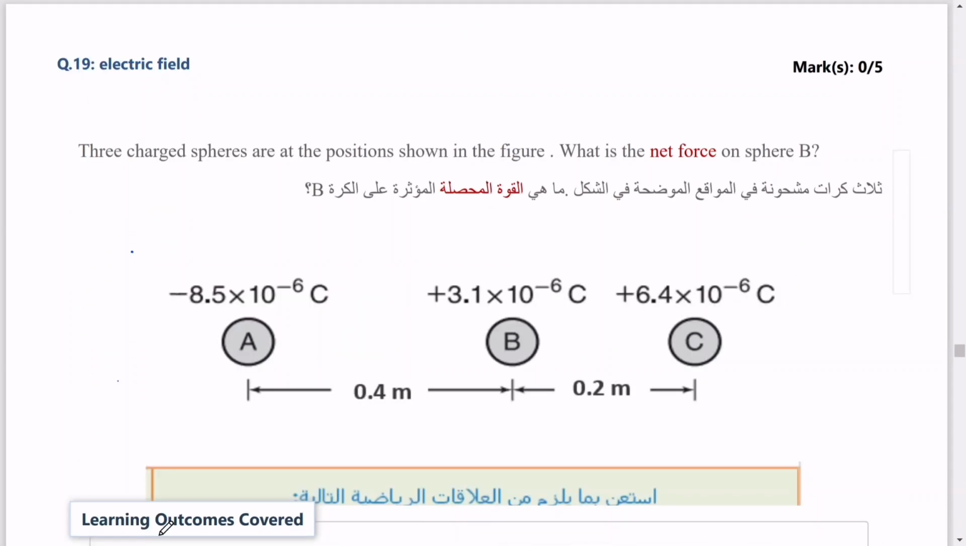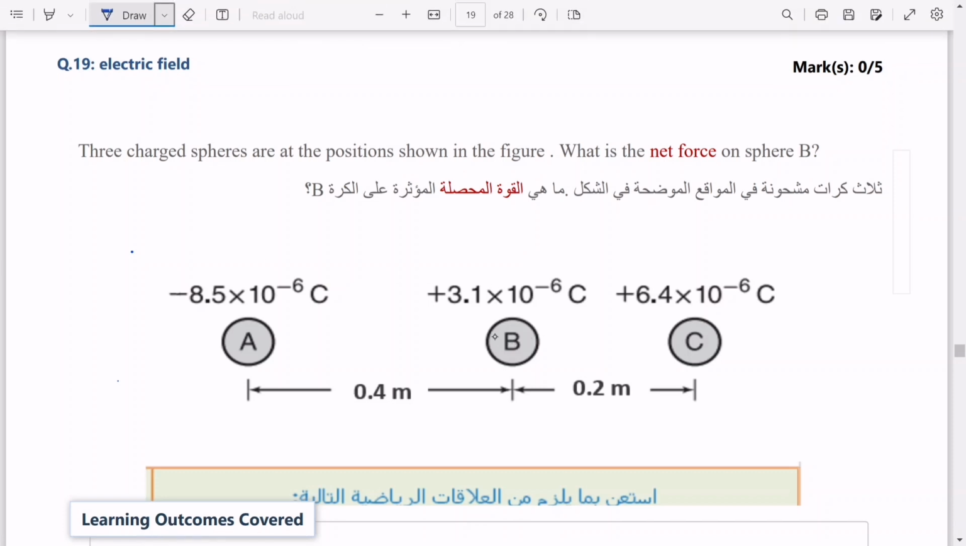Question number 19. Three charged spheres are at positions shown in the figure. What is the net force on sphere B? Here on sphere B, there will be two forces acting. The charge at A will apply a force on charge B. Charge A is a negative charge, so this force will be an attractive force. So the direction of that force will be towards A.